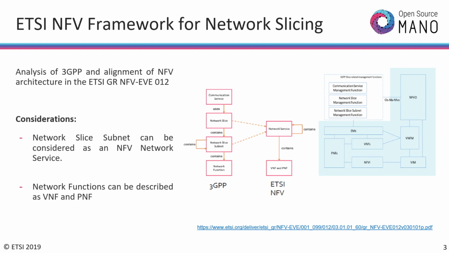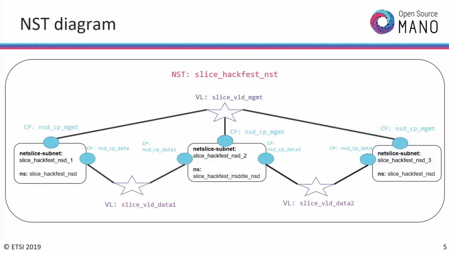The ETSI NFV framework for network slicing has the following consideration. From one side, the network slice subnet can be considered as an NFV network slice. The goal of this session is to create the network slice template you have in the diagram and instantiate it. After that, we will create a second network slice template that shares the middle network service.